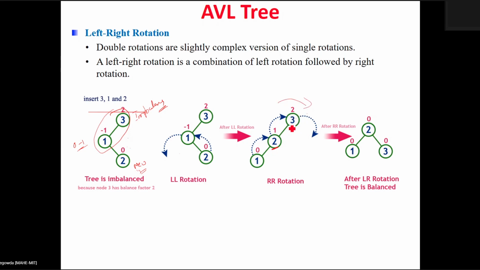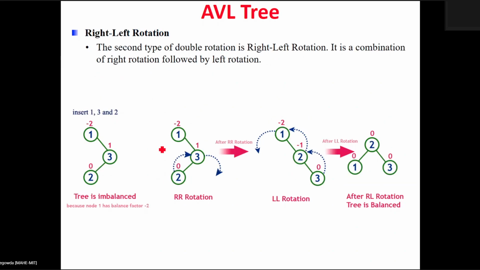Whenever this right rotation is applied at the node 2 and as well as node 3, 2 is going to become the root node now, and 3 is the right of the 2 and 1 is the left of 2. Okay, so now the tree is balanced.